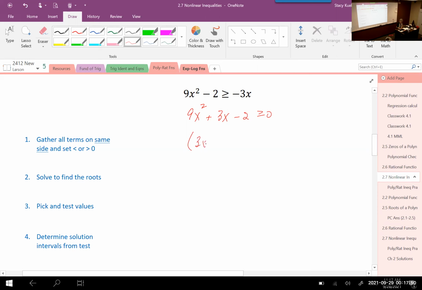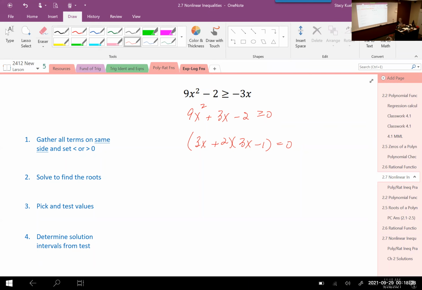This factors into 3x plus 2 times 3x minus 1. And because I want to find the roots, I set it equal to 0. Now, did I do that right? I've got negative 3x plus 6x gives me a positive 3x. So I checked my middle term to make sure I factored it correctly. I already know that 3 times 3 is 9 and 2 times 1 is negative 2. So it's the middle term again that you have to check to make sure that you factored it right.